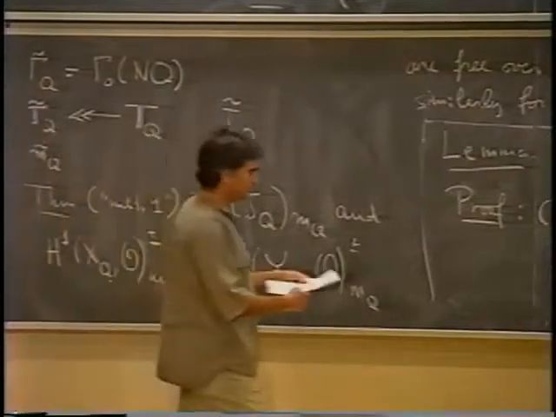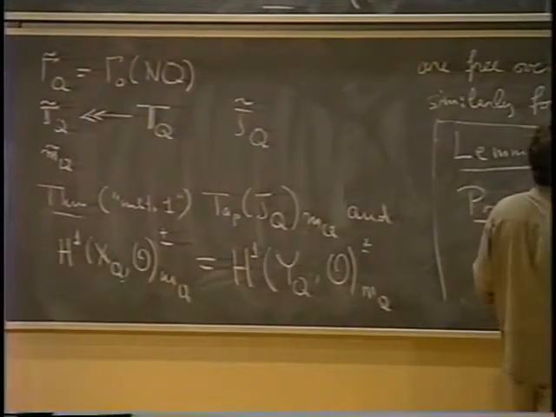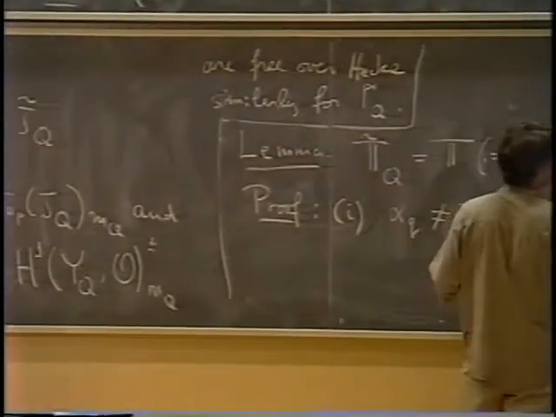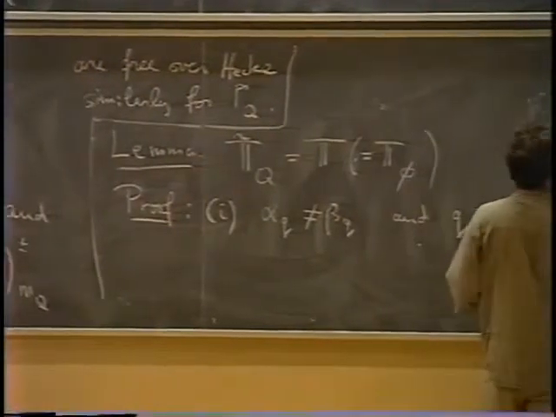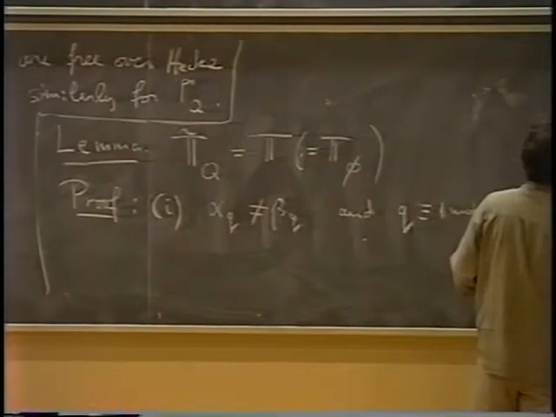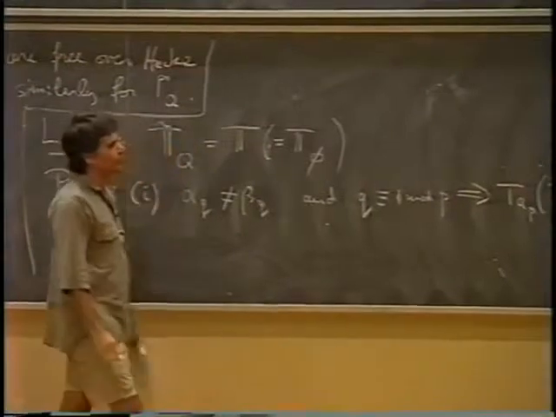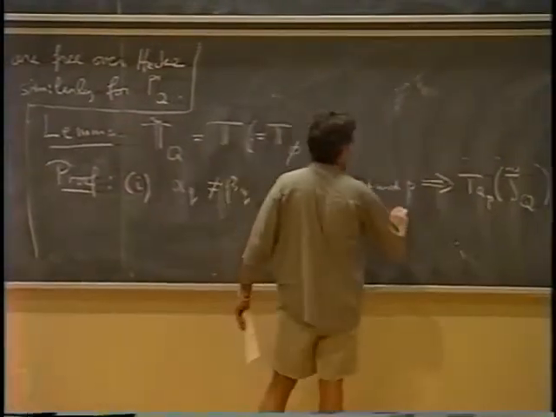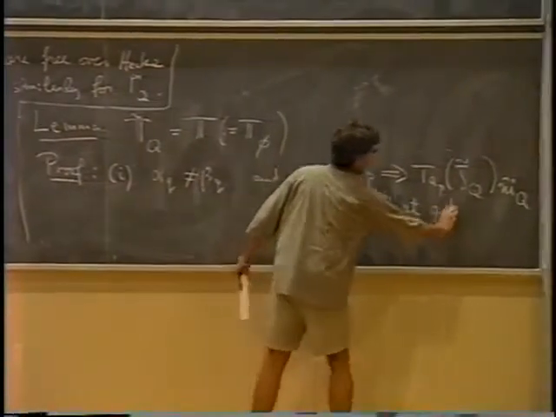So let me quickly write the proof. First of all, the fact that alpha Q is not beta Q and the fact that Q is 1 mod P, that's enough, not mod P to the n, imply that if you take the Tate module of gamma naught and Q localized at this ideal, this is old at Q, at all the Q's dividing Q.